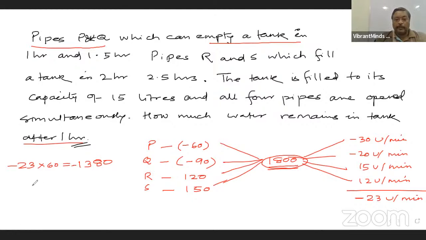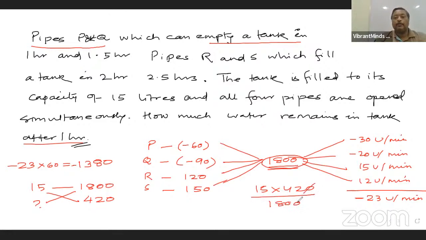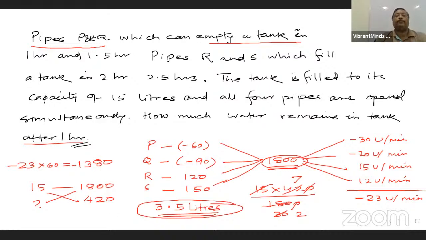So 15 liters is equal to 1800 units. So 420 is equal to how much? Cross multiply, and that will give you 15 into 420 divided by 1800. 0 will get cancelled. 6 7s are 42, 6 30s are 180 ... so 7 by 2, that is 3.5 liters remains in the tank out of 15 liters. Is it clear? Go ahead with the next question.